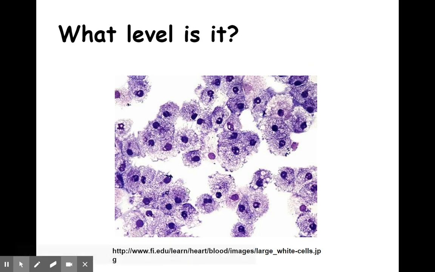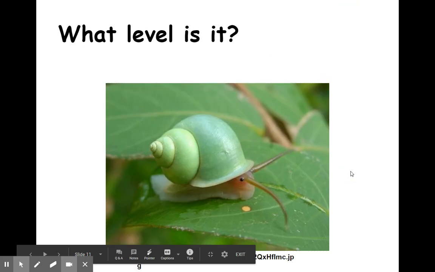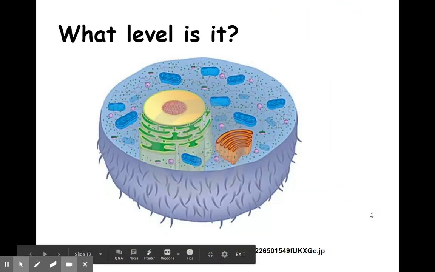We have circular cells. Circular gives it a clue that it's an animal. Okay, and we have a bunch of these cells. They all look the same. So multiple cells working together, that's a tissue. All systems working together is an organism.